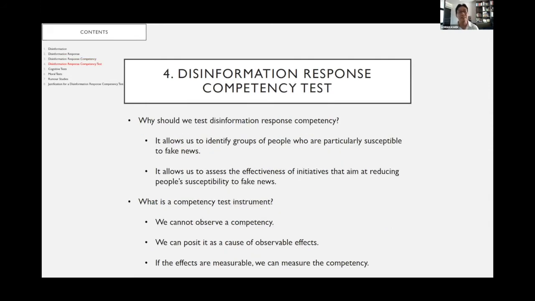Why should we test disinformation response competency? First of all, it helps us to identify groups of people who are particularly susceptible to fake news. And second of all, it allows us to assess the effectiveness of initiatives that aim at reducing people's susceptibility to fake news. What is a competency test instrument then? It is an instrument that measures competency. We cannot observe a competency, but we can posit it as a cause of observable effects. Now, if these effects are measurable, then we can measure the competency.